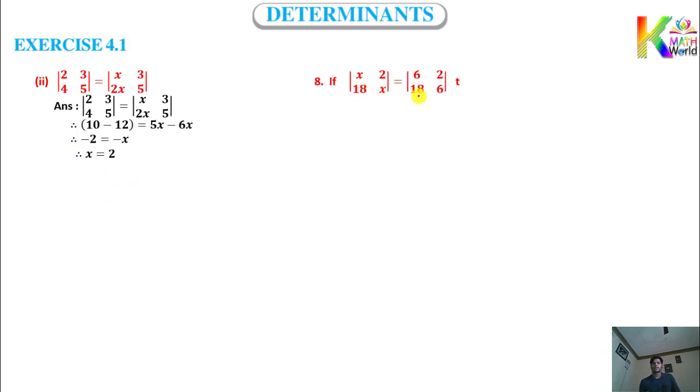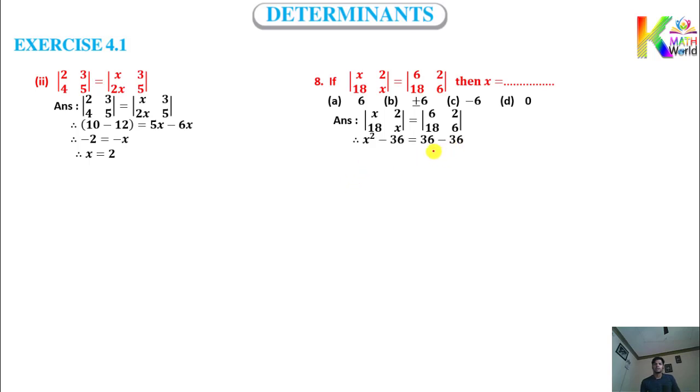Next question, almost similar to this one. MCQ is there. So this is your question. Firstly the product of these two, so x into x, that will become x square now. 18 2s are 36, so x square minus 36. On this side 6 6s are 36, 36 minus 36, you can see, so this will become 0. On this side 0, and taking this minus 36 to that side, you get x square equals 36. Taking the root, the root will be positive or negative, so you get plus or minus 6. So what is the answer? Option B.